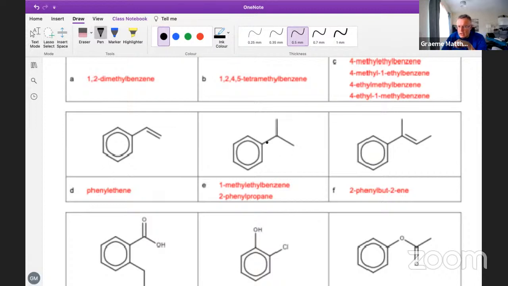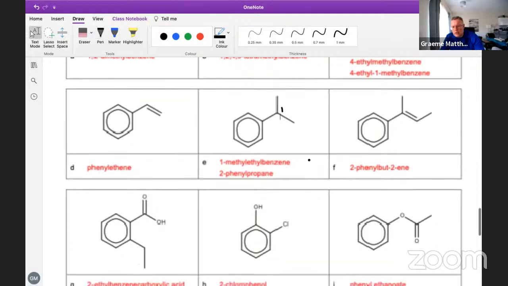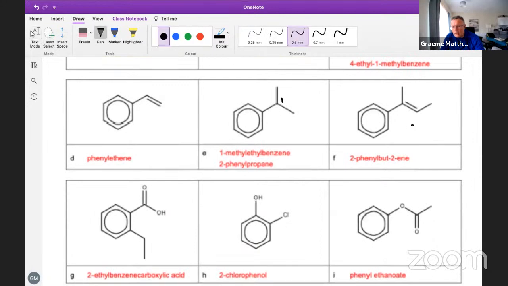Now, what this is saying then is that you need to number the chain going down like always. And carbon number 1 on the chain is a methyl group. And this would be 1-methyl, this methyl here, ethyl, the chain, benzene, okay? This one here is very similar to what we've done. Okay, this is 2-phenylbutene.